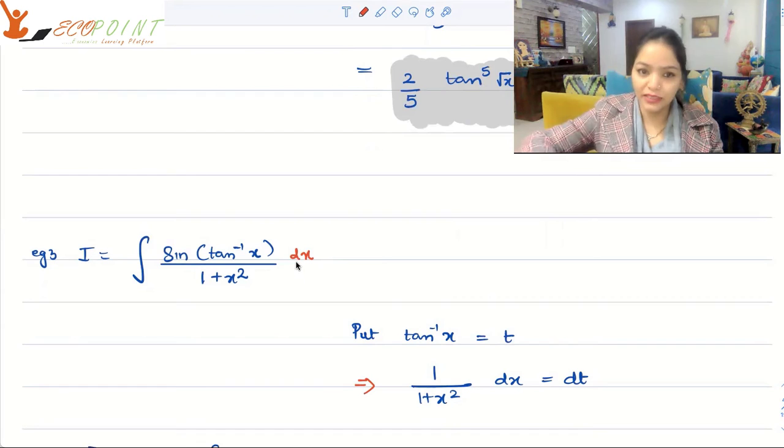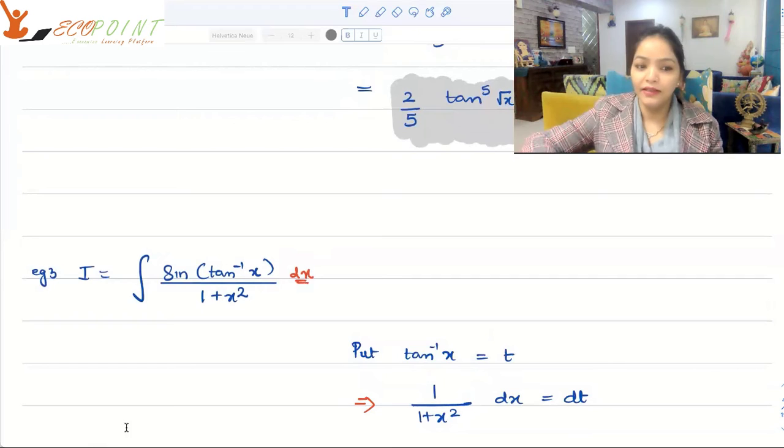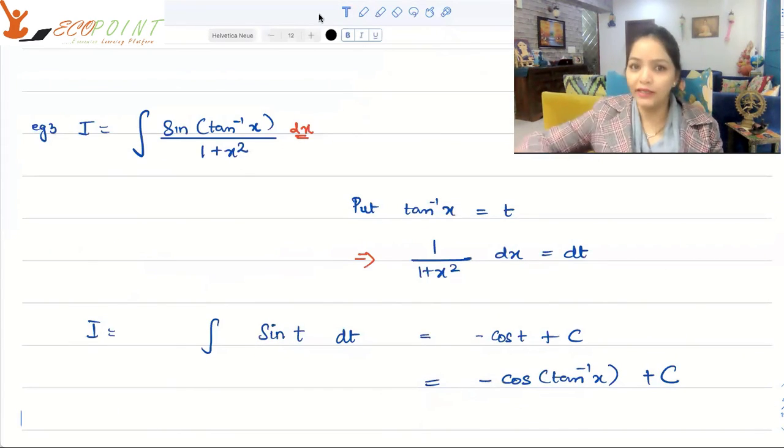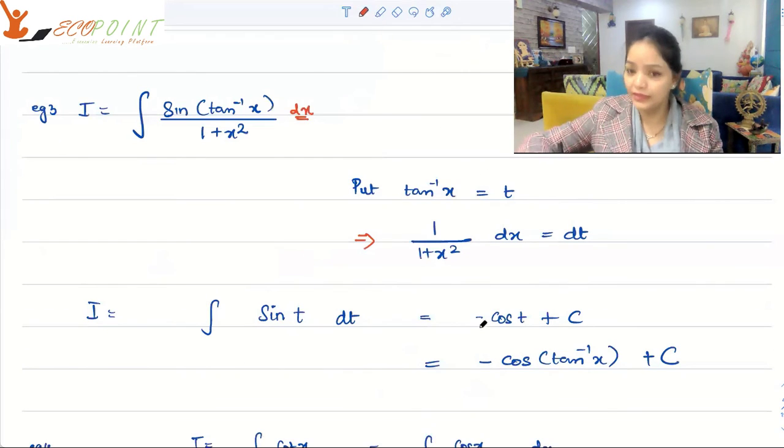Now substituting it here, clearly dx upon 1 plus x square is equal to dt. I just have to substitute that here. So this becomes integral sine t dt. Integrating sine t dt is very simple. You will get minus cos t plus c. So that gives you minus cos tan inverse x plus c.